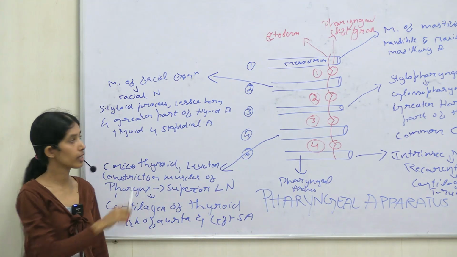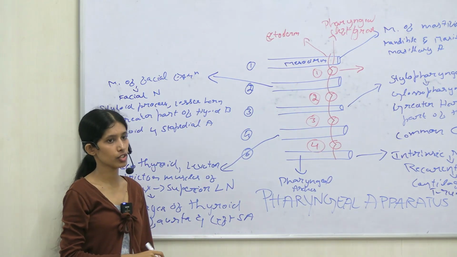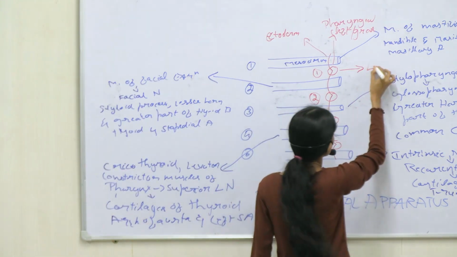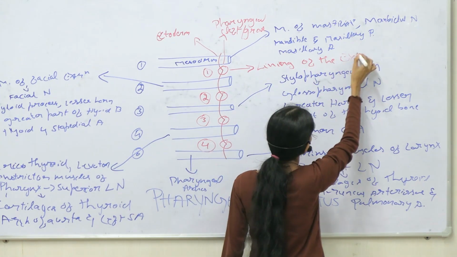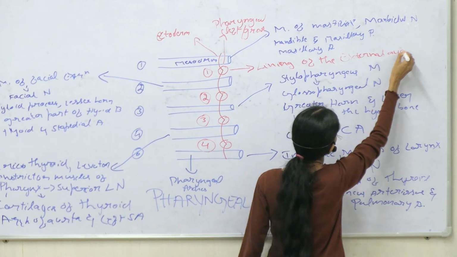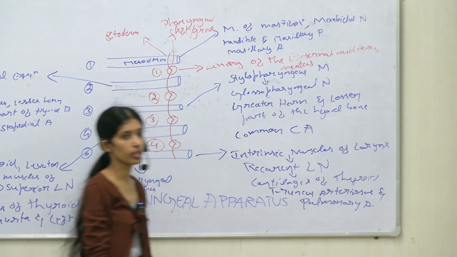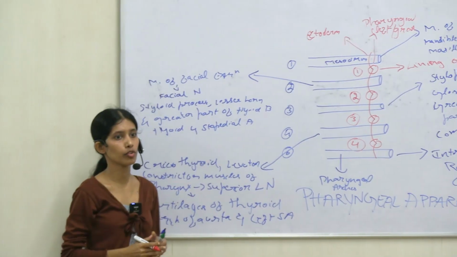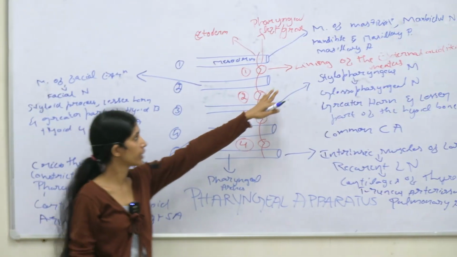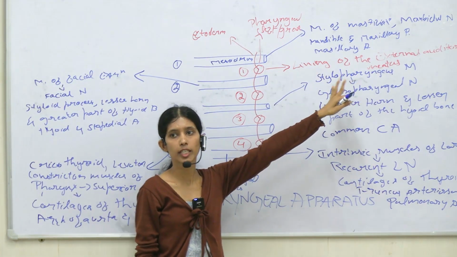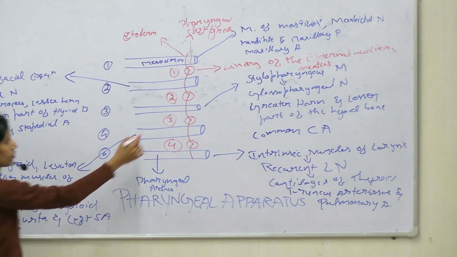Okay. So the very first derivative, that means the derivative of your first pharyngeal cleft, is the lining of the external auditory meatus. Is it clear for everyone? Okay. Then we have the second one.